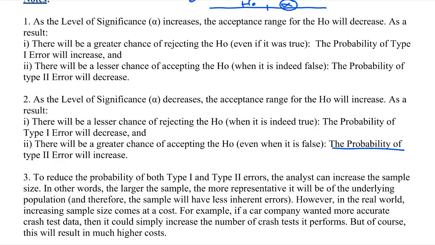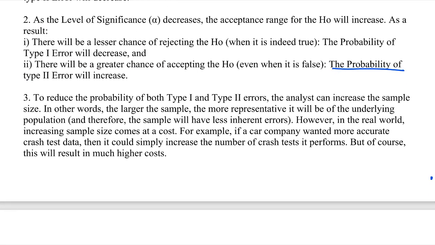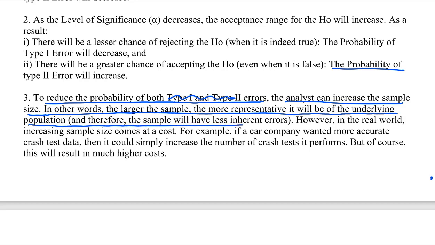Now, note 3. To reduce the probability of both errors, so whether it's type 1 or type 2, but this, I look at it as generically, to reduce errors, period, the analyst can increase sample size. In other words, the larger the sample, the more representative it will be of the underlying population, and therefore the sample will have less inherent errors.